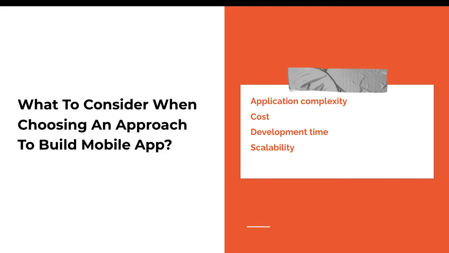Now, before starting development for any mobile application, we must consider a few major points to decide whether we can go for the hybrid approach or the native approach. These are application complexity, cost, development time, and scalability. If we consider these four factors, then we can easily decide whether to go for the hybrid approach and use React Native or Flutter for development, or use the native approach.